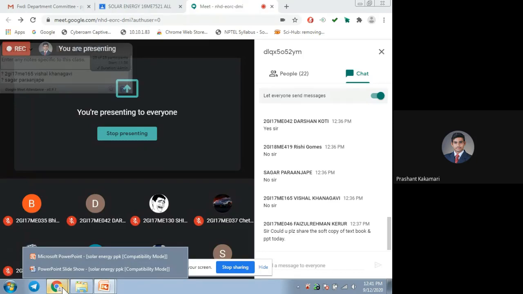Okay, sir, could you please share a soft copy of the textbook and PPT? See, the soft copy of the textbook I have shared is from Flat Plate Collector. Still, it is not available online. If anyone local can come to the library and take one of the books, like G.D. Rai or Sukhatme, and circulate it to others also, it is very good. Directly scanning and sharing will be difficult for us.